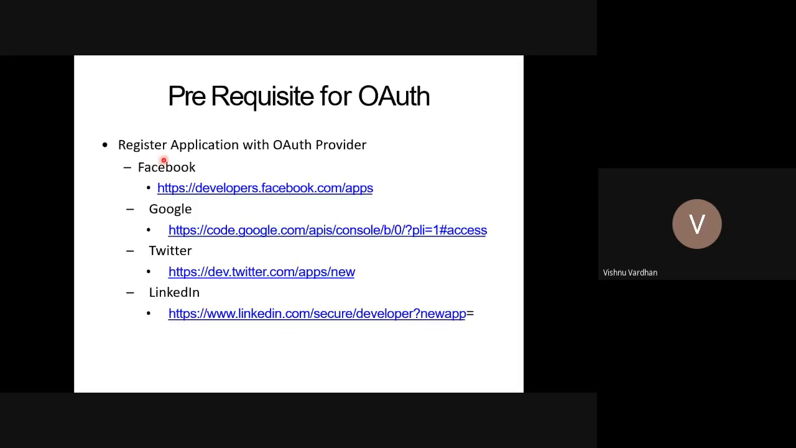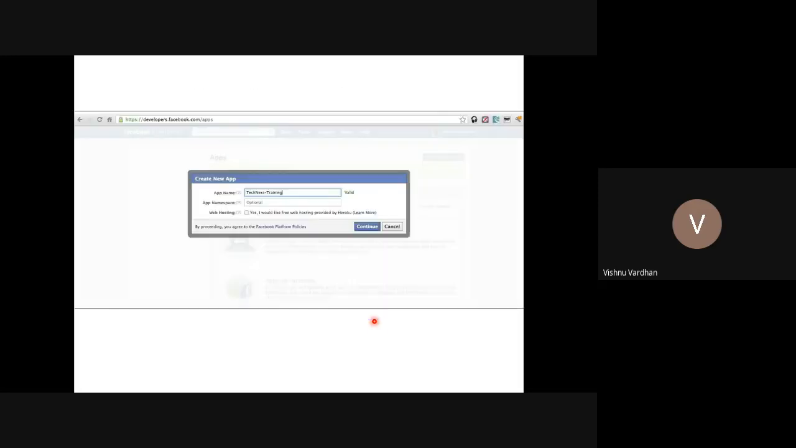Then prerequisites for the authorization: register the application. That can be Facebook, so this is the URL, and for Google this is the URL, Twitter, LinkedIn, maybe Instagram. So many apps are there, Amazon. First of all, you have to register with the authorization provider, and this is the example for Facebook.